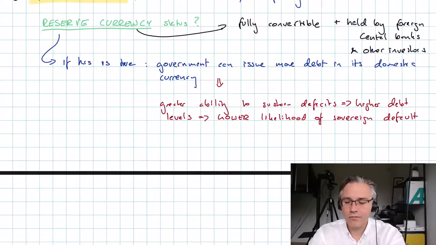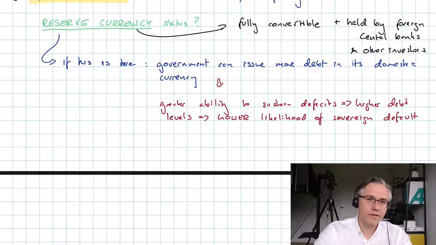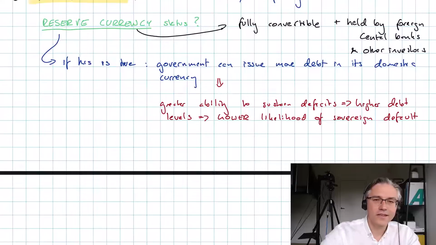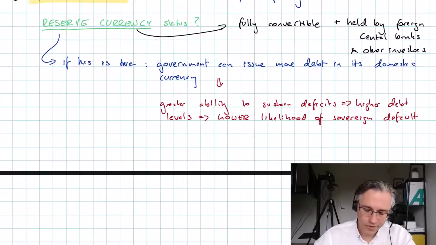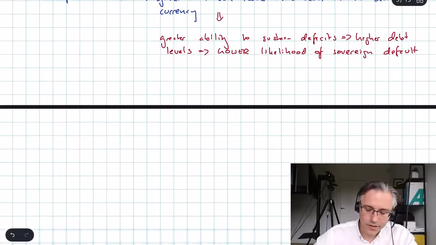So even though you are highly indebted, the fact that they treat your currency as a reserve one means you've got a natural source of demand for that debt which you need to issue. Right, so that's external status, which completes our list of 5.